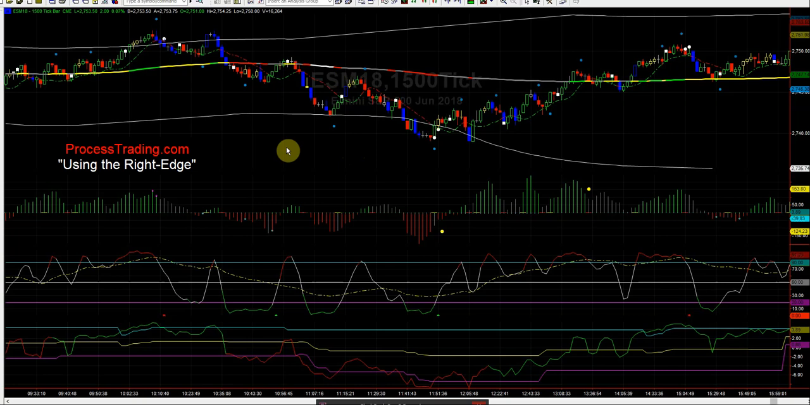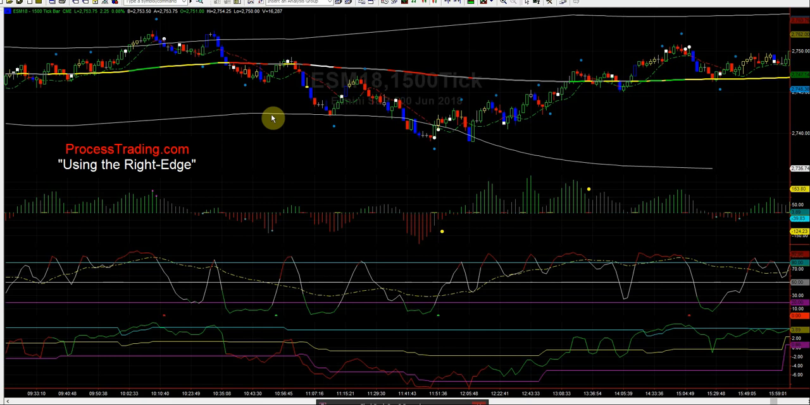Now, I want to start off saying, for those of you that know the system, these two bands right here are the contrabands. In other words, that's where you can take contrarian trades, and you take them according to the trade management under the processtrading.com trade management system.